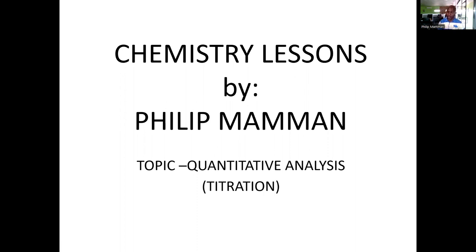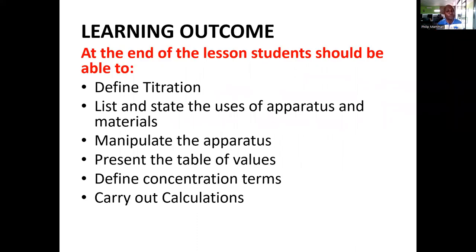In today's lesson, we'll be looking at the learning outcome as follows. At the end of the lesson, students should be able to define titration, list and state the use of apparatus and materials, manipulate the apparatus, present the table of values, and define concentration terms. Obviously, after this, you should be able to carry out calculations that follow up in your questions. Like I said earlier on, it's a very interesting part of chemistry, very critical at this time.